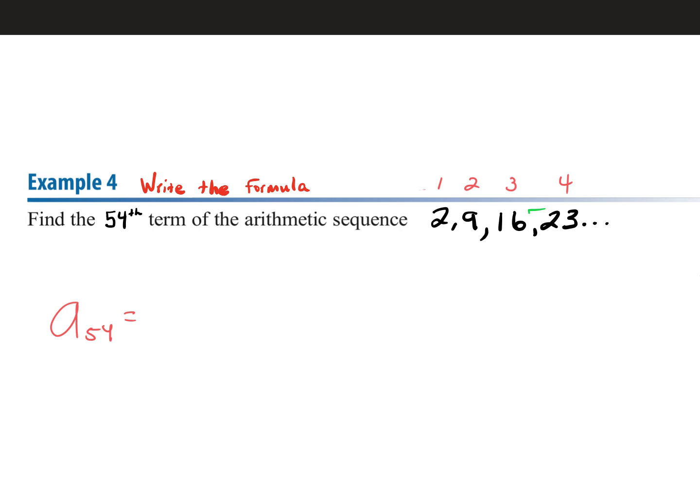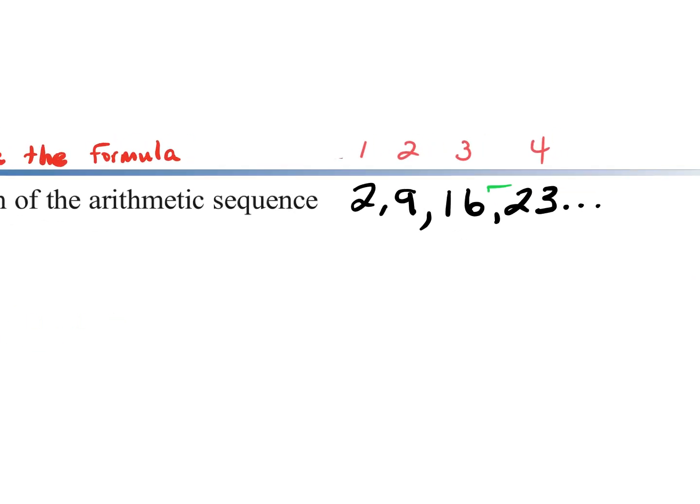What are the 2 things you need in order to write a rule? You need your a sub 1, perfect, and you need the common difference, the D. Right? I can't figure out what the 54th term is if I don't know what this rule is. So what is the first term here? 2. What's the common difference? How'd you get from 2 to 9? 9 to 16. 16 to 23. Okay, good. So what's your common difference every time? 7.